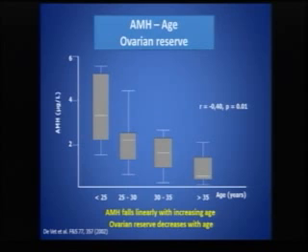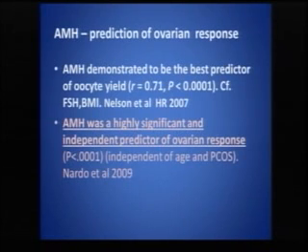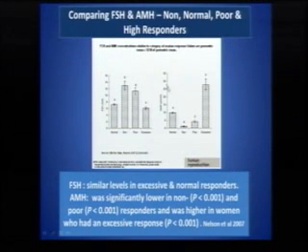We know that with age, ovarian reserve decreases, and AMH also decreases along with age, showing that the reserve is decreasing. Now let's look at the role of AMH in predicting ovarian response in comparison with our traditional markers, FSH, age, and BMI. Now Nelson in 2007 showed that AMH was the best predictor of oocyte yield as compared to FSH and BMI. In 2009, Nardo showed that AMH was highly significant and an independent predictor of ovarian response, and this was independent of age and PCOS.